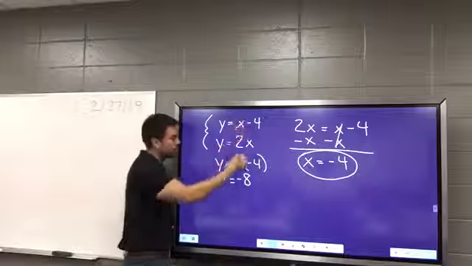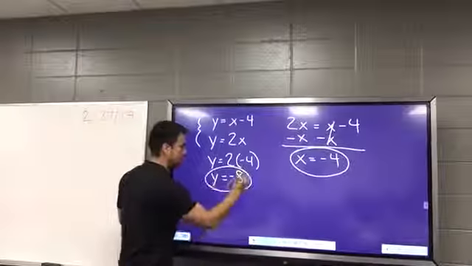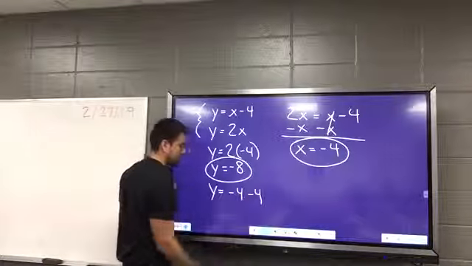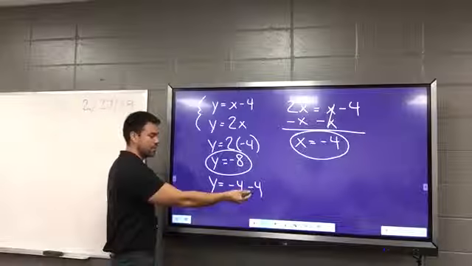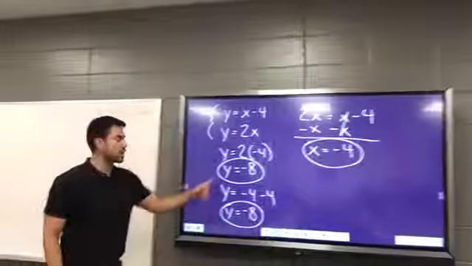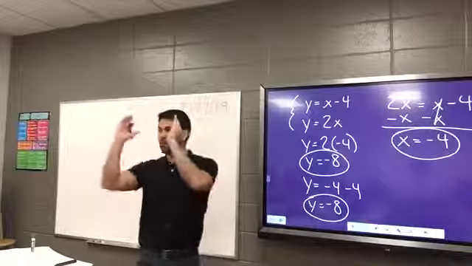How many of you would have put it into the top equation? How many would have said, okay, so let's see. So I got y equals negative 8. Y also equals negative 4 minus 4, right? What's negative 4 minus 4? You still get y equals negative 8. So regardless of which one you use, you're going to get the right answer. So what's my final answer?